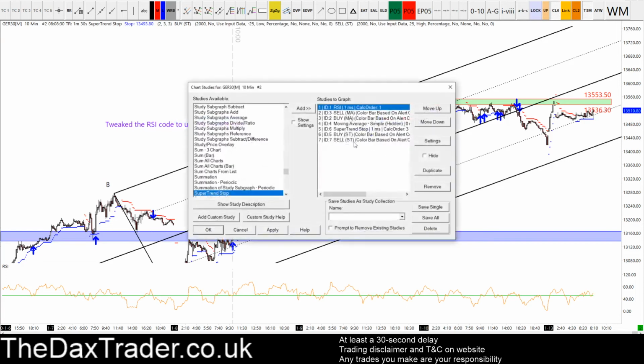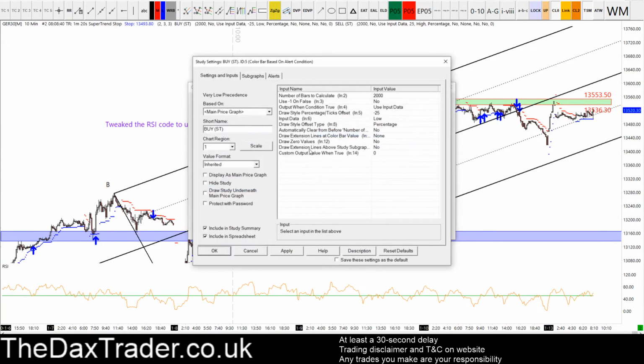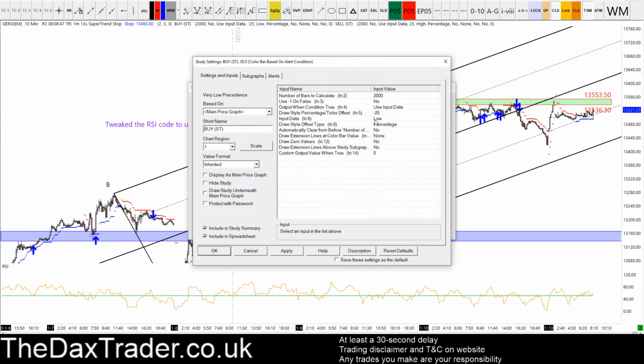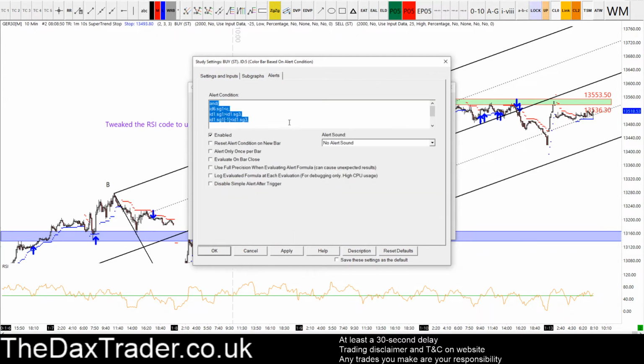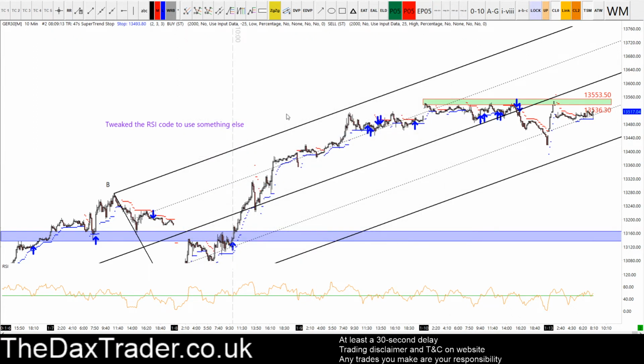And to code that, I've just used a color bar based on alert condition study. That one. And I've asked it to print out on the buy signal an up arrow, 25% underneath the low. And the conditions that I've used is to say when RSI was underneath 50 on the last candle, and then the most recent candle was above 50 at the same time as super trend being underneath price. So that's these dots. All right, and that gives you an idea. If you want more information on that, send me a message on Telegram. All right, but let's move on.